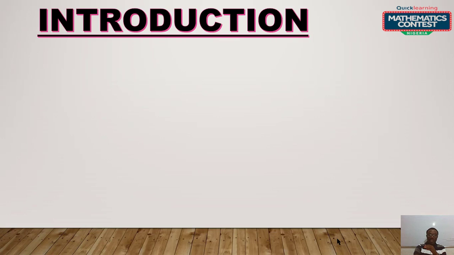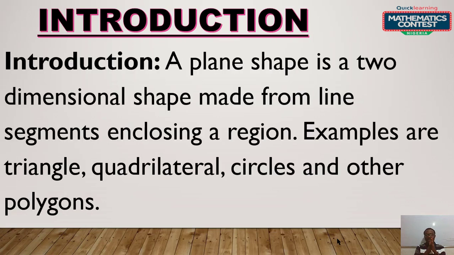So, let's get started. But before we continue, let's lay some basic theoretical foundations before we actually build. From our basic knowledge of plane shapes, we know that plane shapes are two-dimensional shapes made from line segments enclosing a region. Examples are triangles, quadrilaterals, circles, and many other polygons. In other words, plane shapes are just two-dimensional objects.